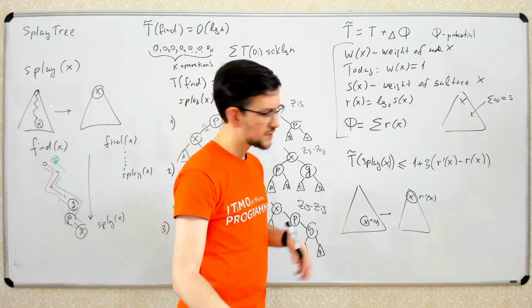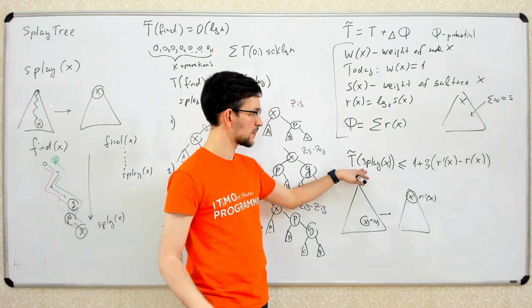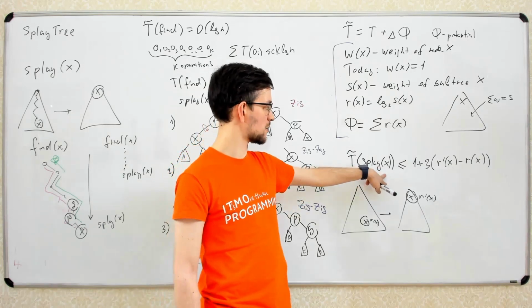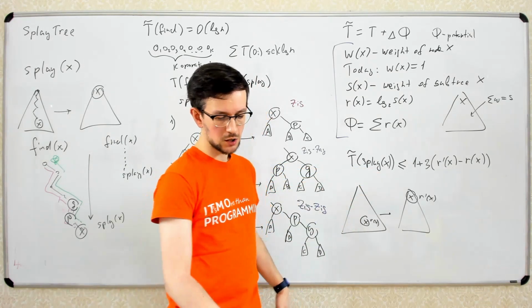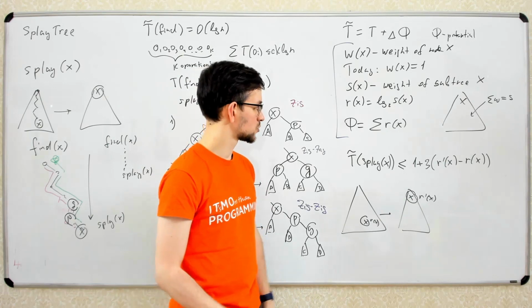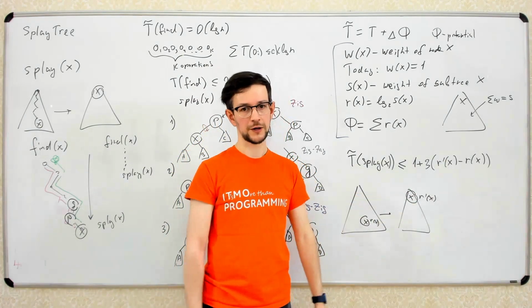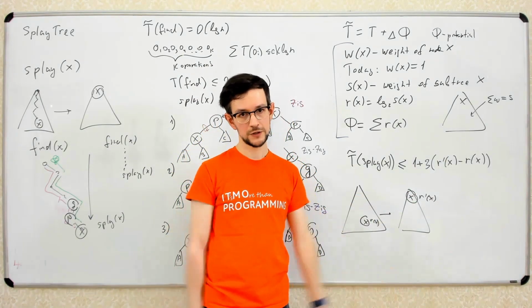First let's see that this is enough. If we prove this, then we prove that this amortized cost is logarithmic. That's simple. So let's prove that this is no more than log n. Can you prove this?